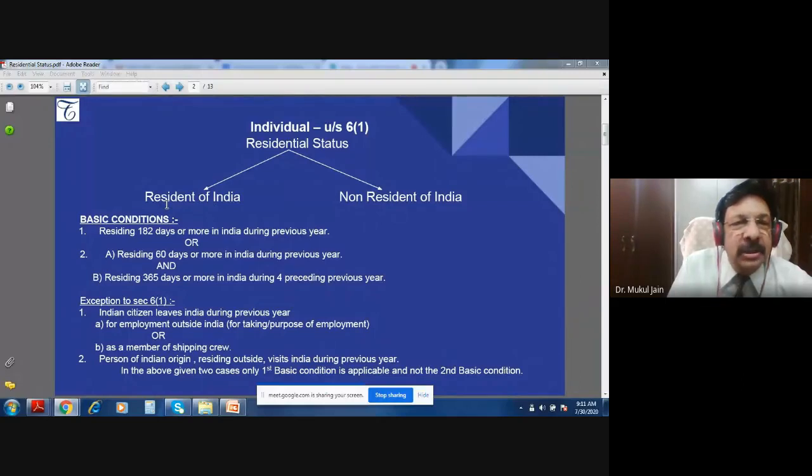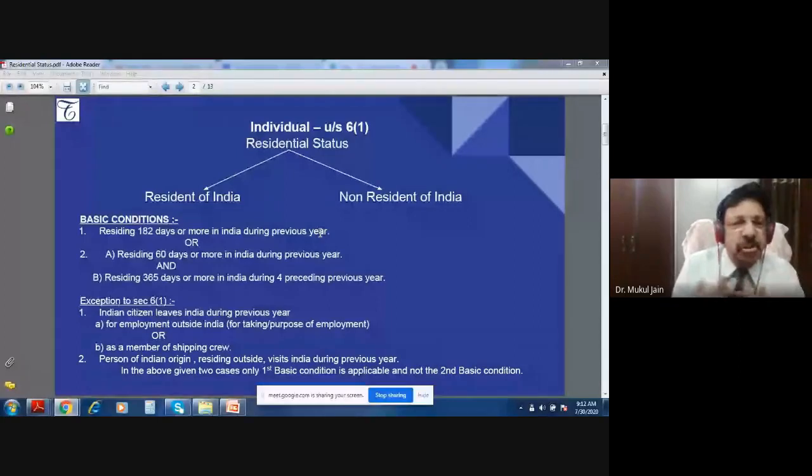Mind it, we are not saying Indian citizen, we are saying Indian resident here from the income tax point of view. So they say that there are two basic conditions. Number one is that a person should be residing 182 days or more in India during the previous year. For example, currently it is 2021, so it is the assessment year 19-20. So 19-20 becomes the previous year.